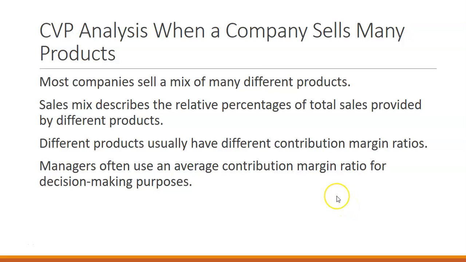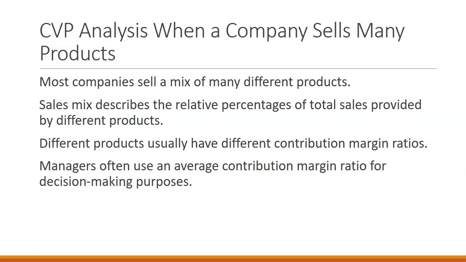All of our previous analysis assumed that companies only sold one product. Most companies sell a mix of many products. When we look at sales mix, we want to have the average contribution margin for our decision-making purposes. Not all products are going to have the same contribution margin ratios.